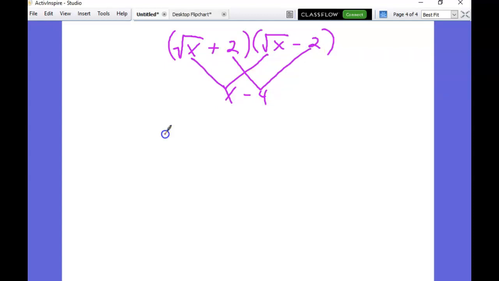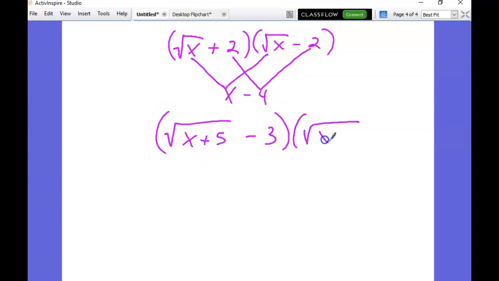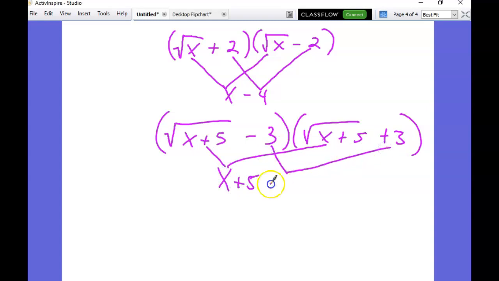All right, let's take it up a notch one more time. What if I said the square root of x plus 5 minus 3 times the square root of x plus 5 plus 3? Good. So that one times that one gives me x plus 5, right? And then that one times that one gives me minus 9. And as a final answer, I can say x minus 4. Yeah? Okay. We good? All right, so now that we reviewed that, that'll make life a little bit easier.